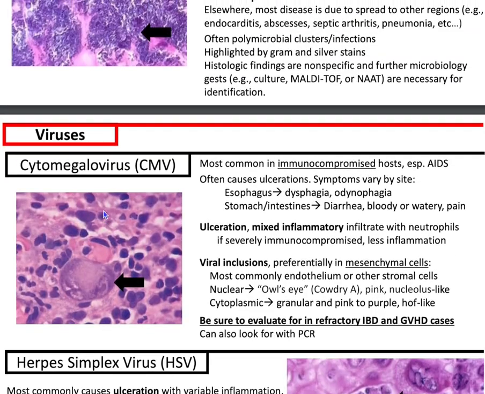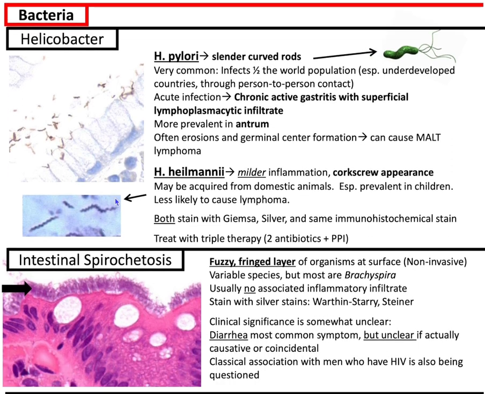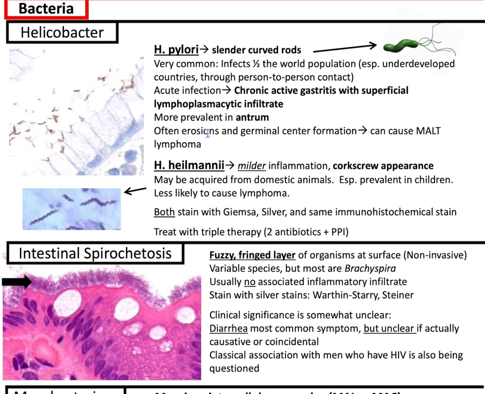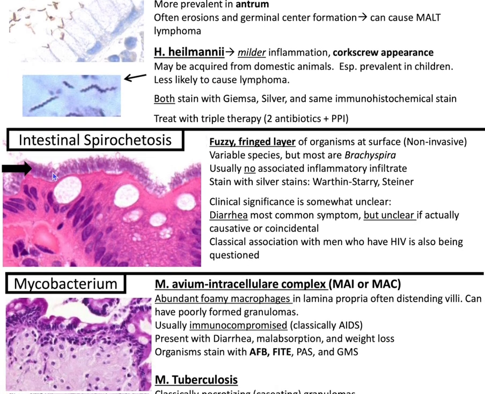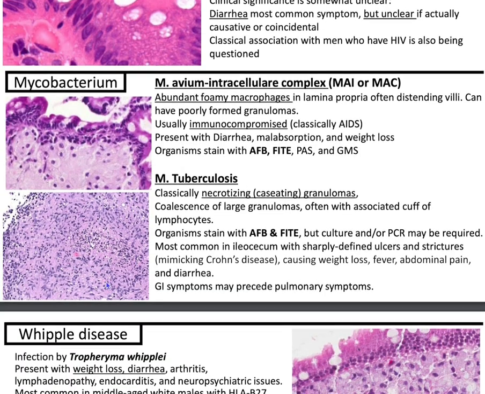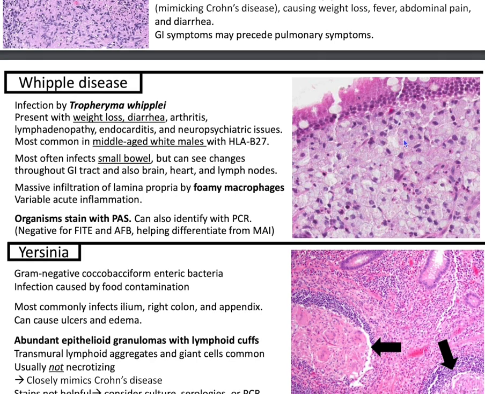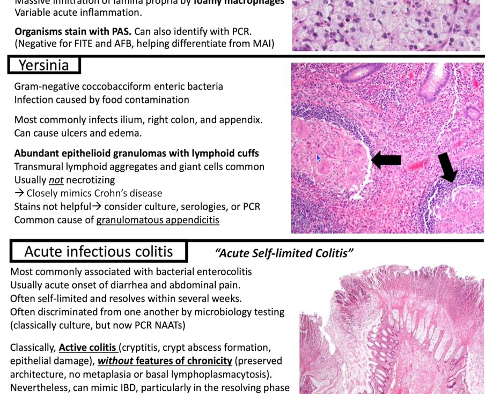Okay, just to recap, bacteria. H. pylori, H. heilmannii; H. pylori can cause MALT lymphoma, a type of marginal zone lymphoma. Intestinal spirochetosis, look for that lipstick or fuzzy fringe layer sign. Mycobacterium avium complex, PAS positive, but also AFB positive. M. tuberculosis, necrotizing granulomas. Whipple's disease, Tropheryma whipplei, associated with HLA-B27, positive for PAS, negative for AFB. Yersinia, common cause of granulomatous appendicitis, and you'll see these large epithelioid granulomas with this lymphoid cuff.